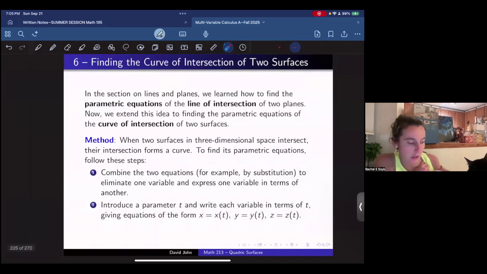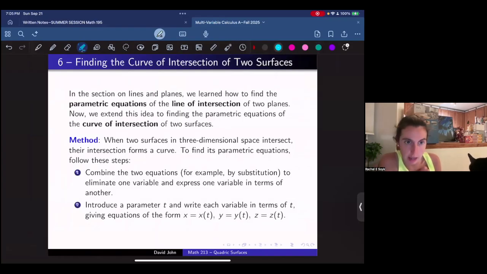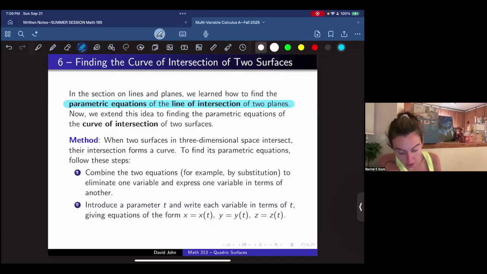All right. So we finally arrive at our last objective for today, and this is finding the curve of intersection of two surfaces. And so in this section on lines and planes, we learned how to find the parametric equations of the line of intersection of two planes. So I'll highlight that. And now we extend the idea to finding the parametric equations of the curve of intersection of two surfaces.